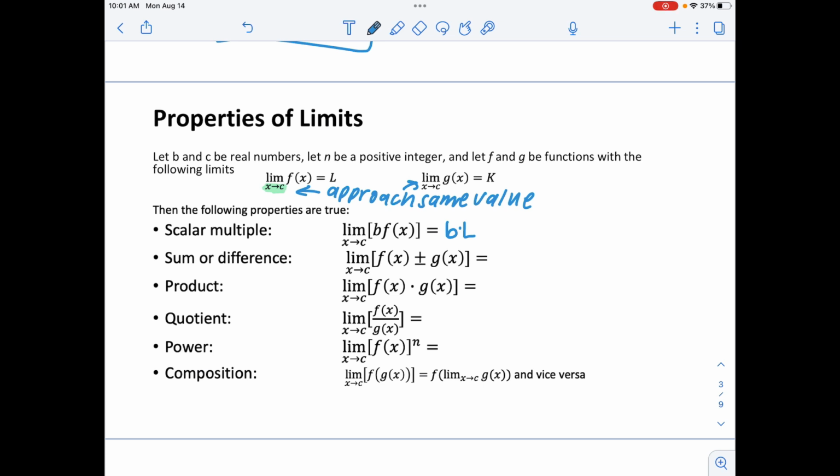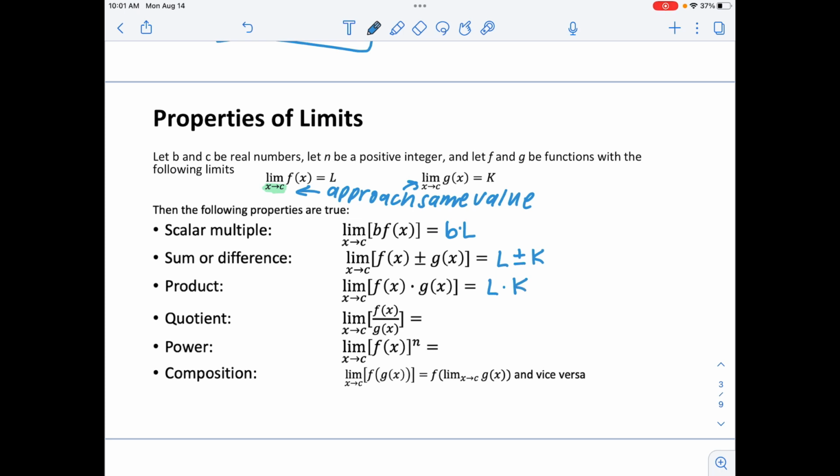The sum or difference rule is that the limit as x approaches c of f of x plus or minus g of x is going to be L plus or minus k. So it's going to be those limits separately added together or subtracted, depending on whether it's a sum or difference. The product rule is the limit as x approaches c of f of x times g of x is just their limits multiplied together.